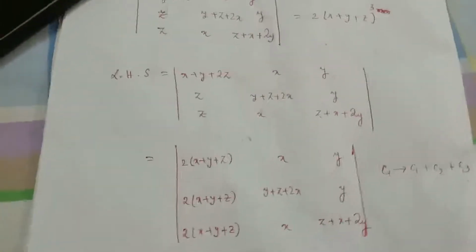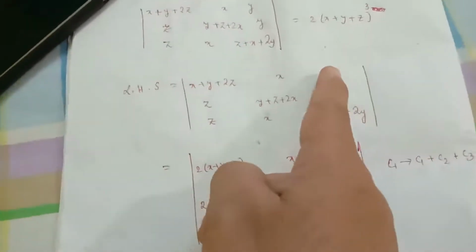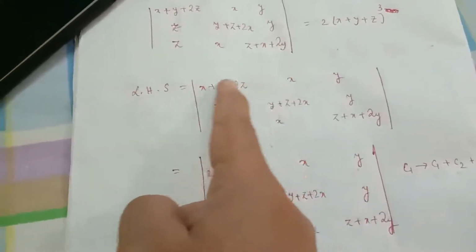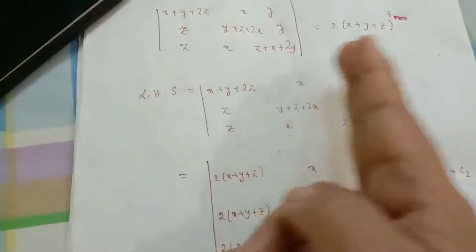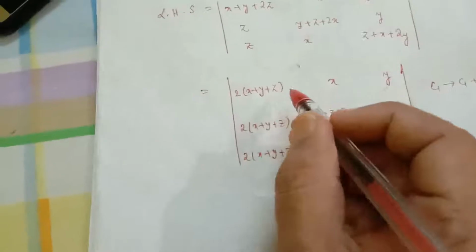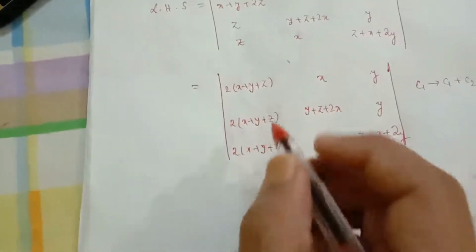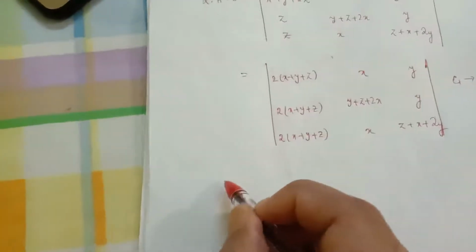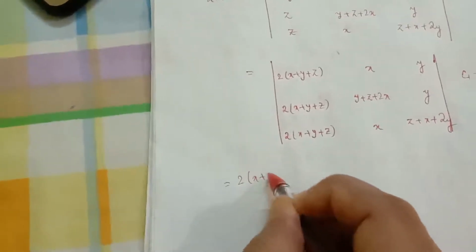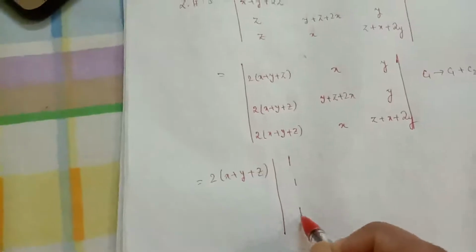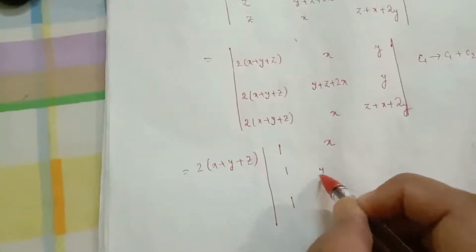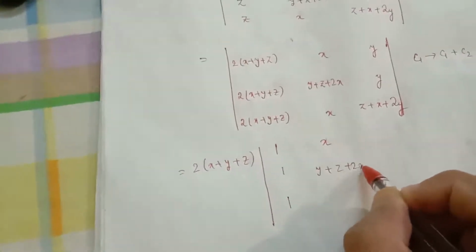So replacing c1 by c1 plus c2 plus c3, we get this determinant. We have added these 3 in this way: c1, c2 and c3. This plus this plus this, this plus this plus this. Now you can see 2 into x plus y plus z is a common factor in c1. So let us take 2 into x plus y plus z common. This will become 1, 1, 1, and now it is very easy to bring 0 in the determinant.